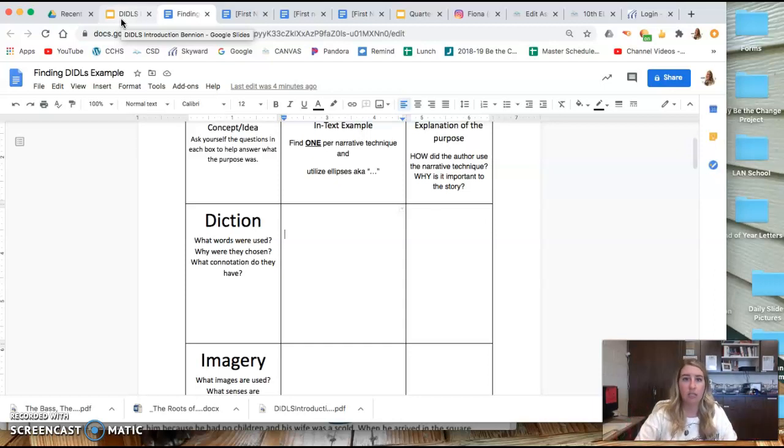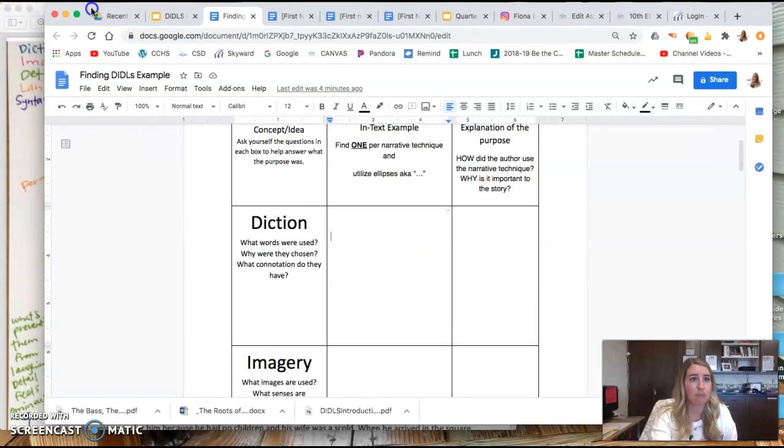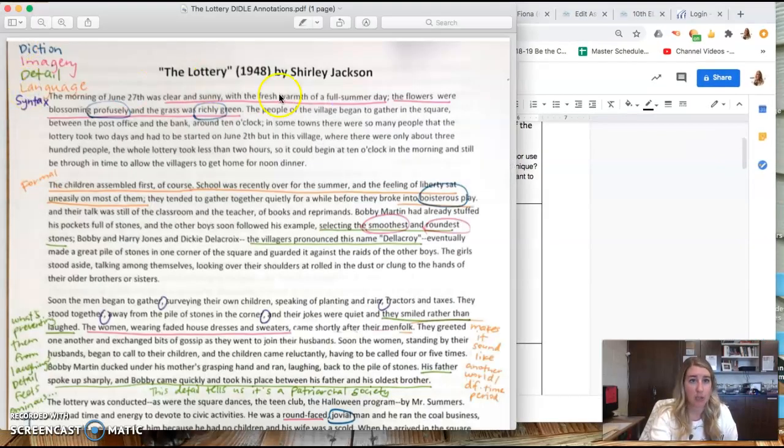I don't necessarily look for anything. You can if that works for you, but generally I like to know what the story is about first so I can see if there's language or details that are actually more important than others. So I read the story first. So let's say I went through and read the story.